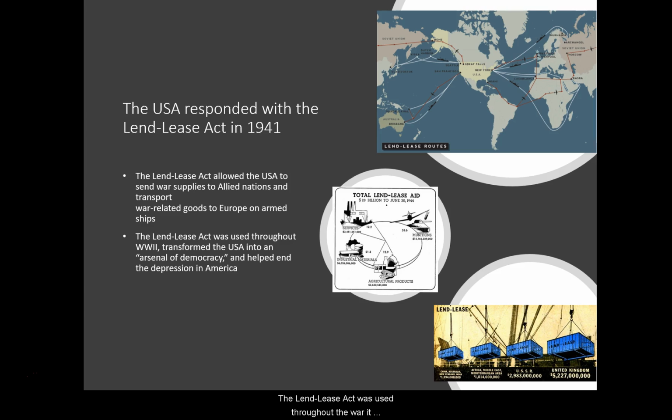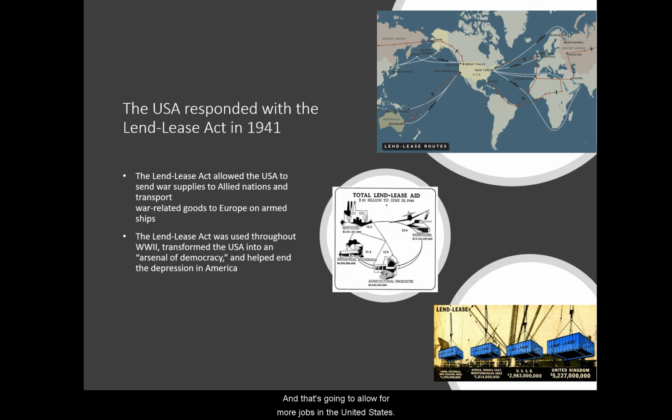The Lend-Lease Act is used throughout the war. It transforms the U.S. into an arsenal of democracy, that's what it's ended up nicknamed, and helps end the Depression in America because we are ramping up production. We're not involved in the war yet, but we know our friends need our help, so we're going to start making bombs, building ships, airplanes, guns, all of the war materials that are needed for our friends to fight the Germans.